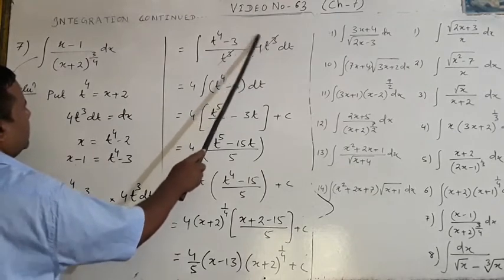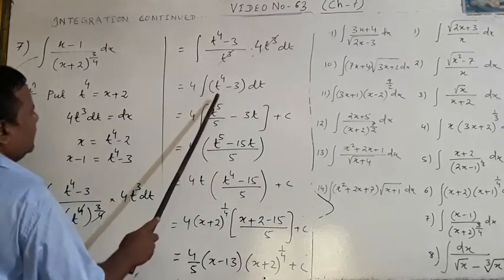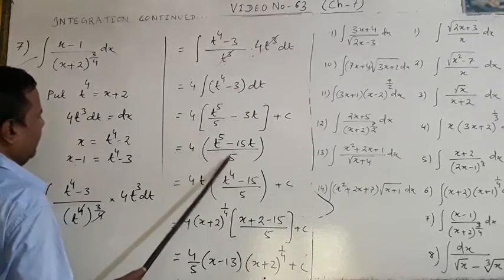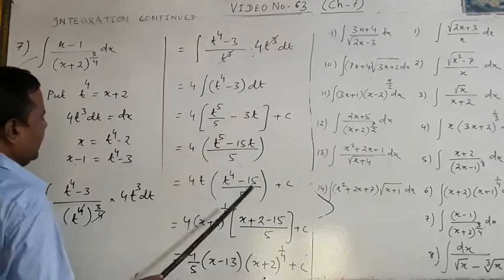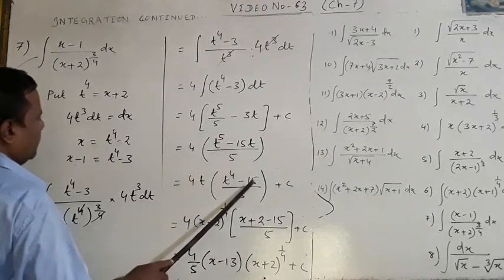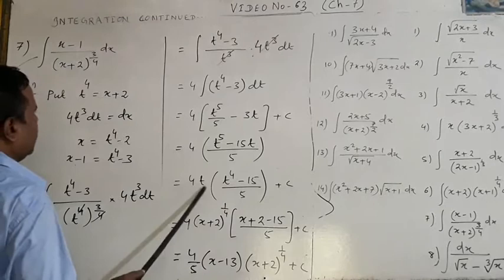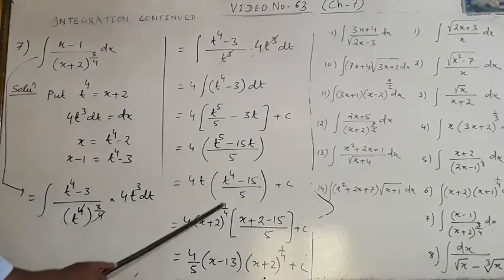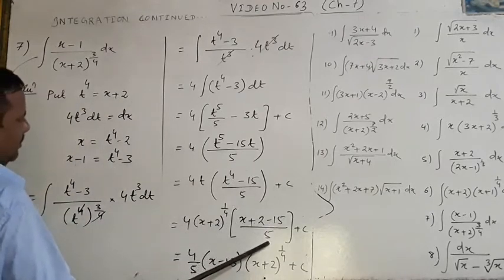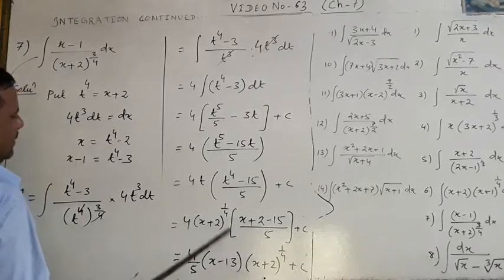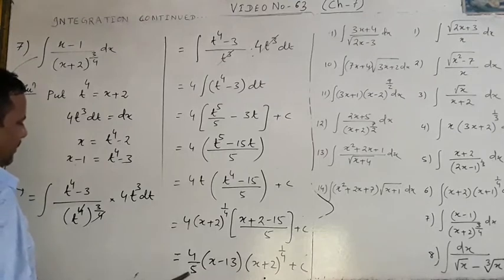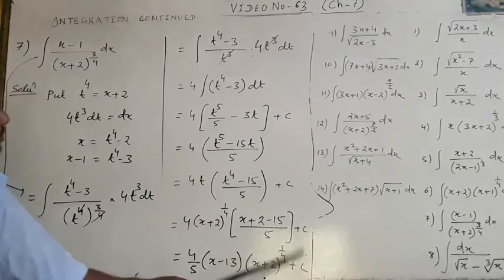Because 4 is coming outside, it becomes t, its integration t^5 by 5, its integration 3t. Take LCM 5, it becomes t^5 minus 15t. Then take 4, here take common t, it is (t^4 minus 15) by 5. So putting the value of t, that is (x plus 2) to the power 1 by 4, and in place of t^4 just put x plus 2 minus 15, it is x minus 13, into (x plus 2) to the power 1 by 4, and taking this 5 outside, it becomes 4 by 5. So plus c. This is your answer.